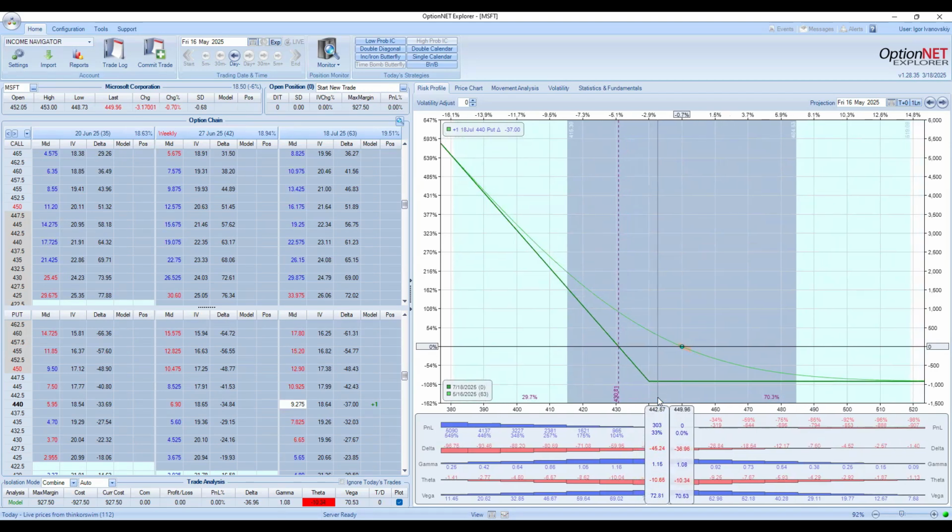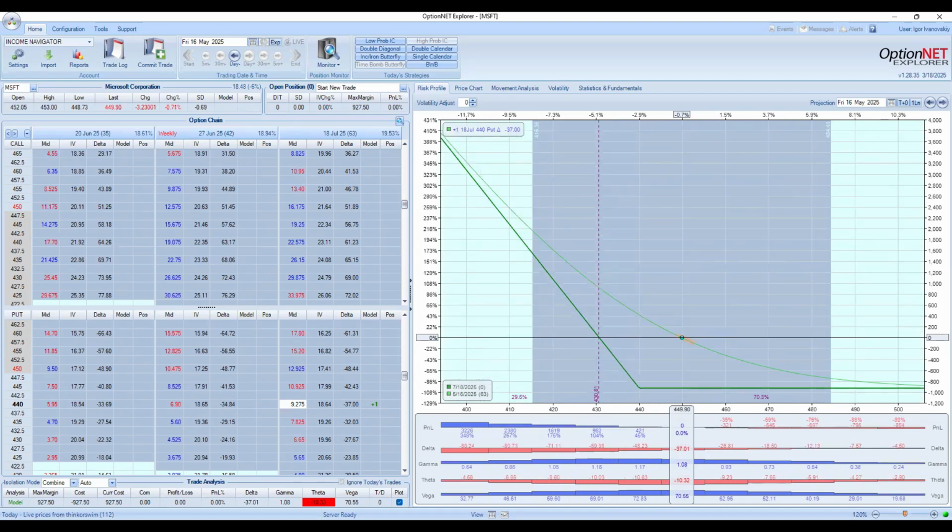Let's have a look at if I buy a 440 put, right? What's my downside break even? Well, my downside break even here is my long strike, right? Which is 440 minus whatever I'm paying for it.